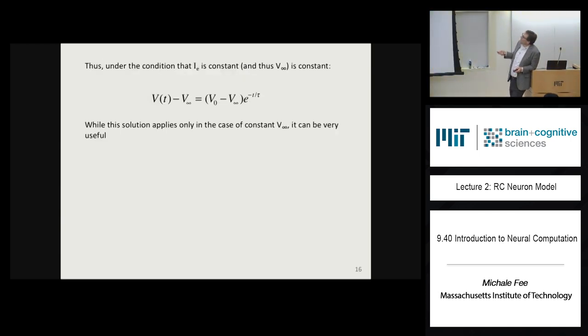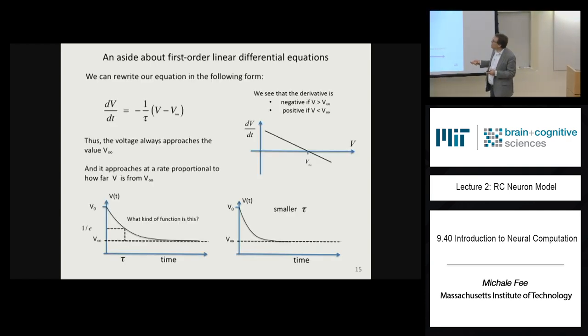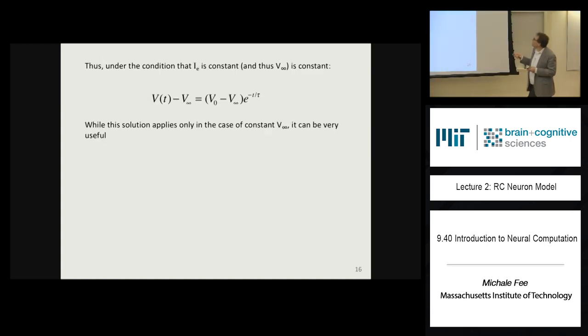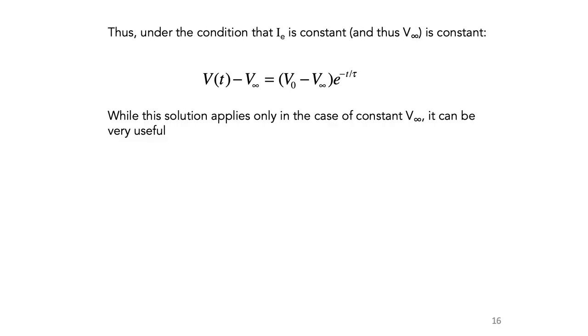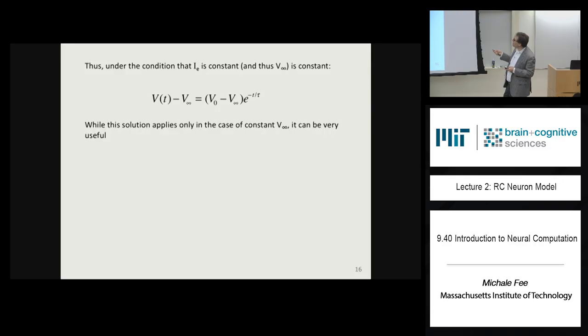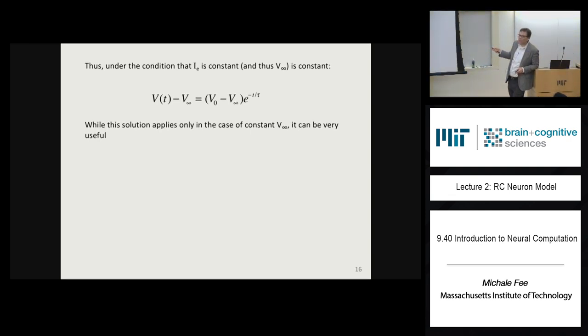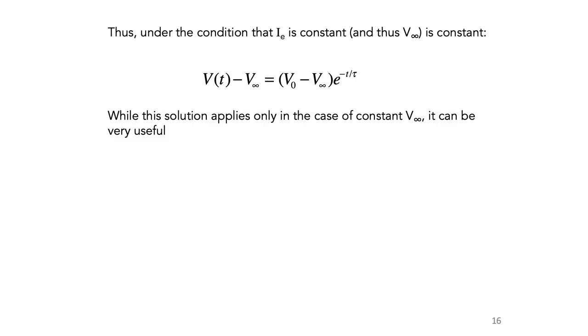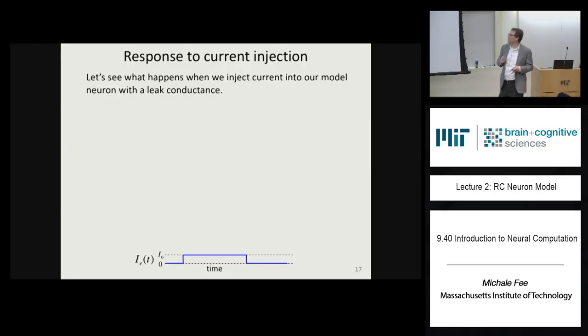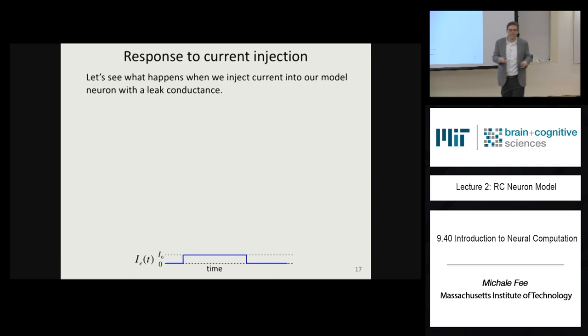All right, so let's write down the general solution for the case where you have constant current. The voltage difference from the voltage at time t to V infinity is equal to the initial voltage difference times e to the minus t over tau. If t is equal to tau, then this is e to the minus 1, so the voltage difference will be about a third of the original voltage difference. Is that clear? Okay, so now let's see what this looks like in our neuron.